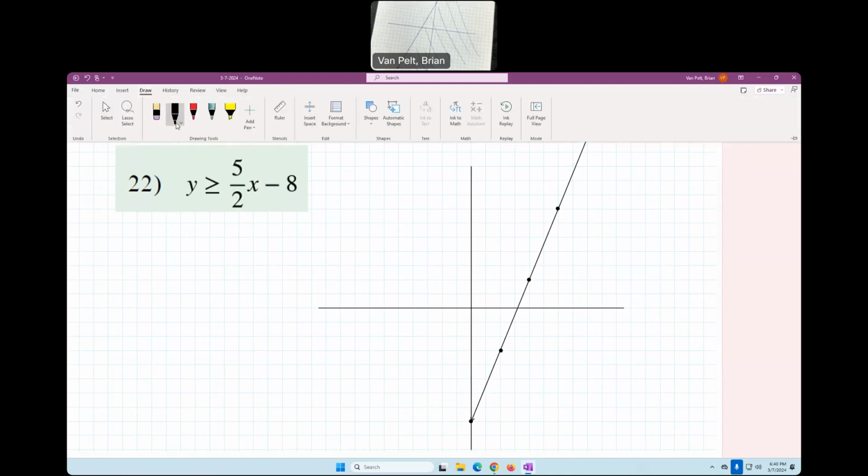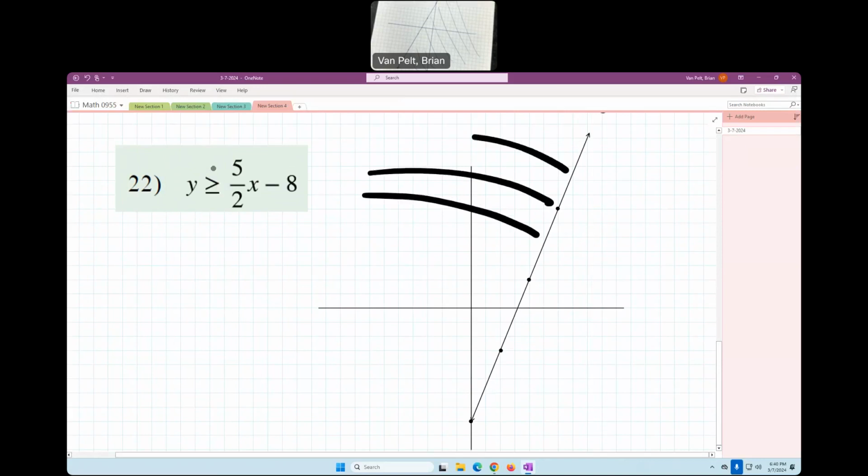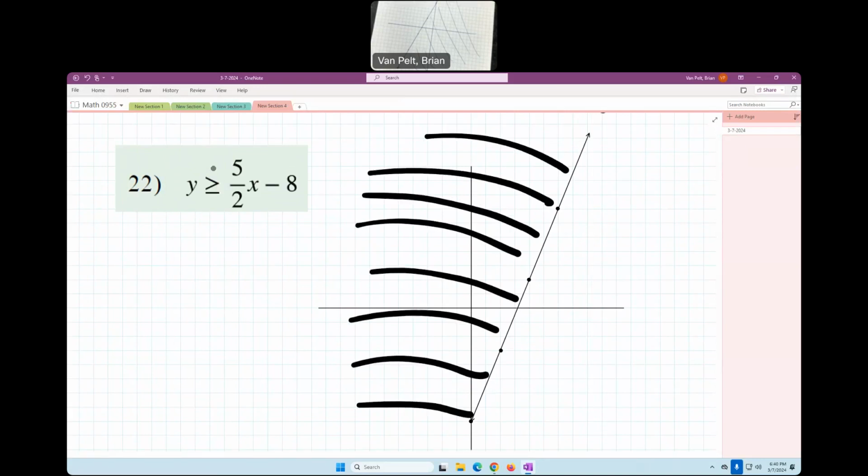If you're going through shading, you could do this gargantuan size stroke. Just all this area right out here is what we're talking about. Once again, if you try any point inside of the shaded area, it will work. Any point outside of the shaded area will not work.